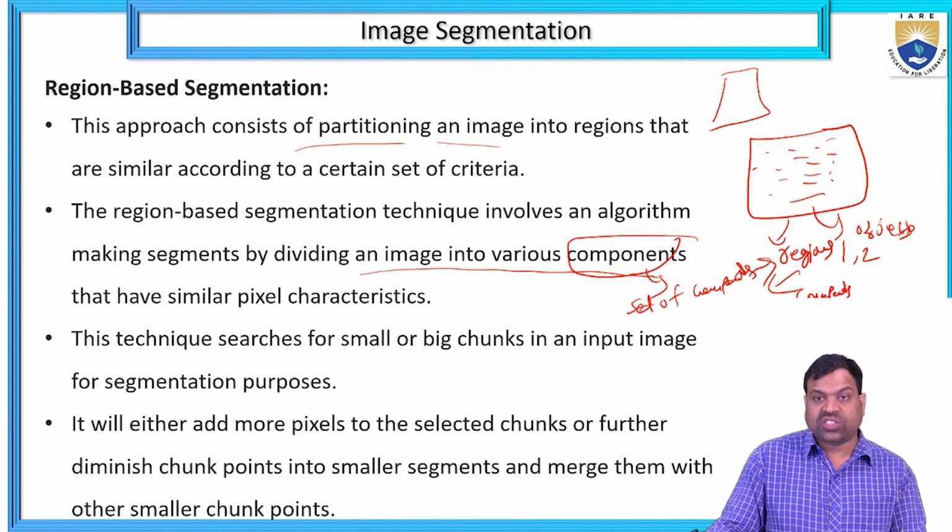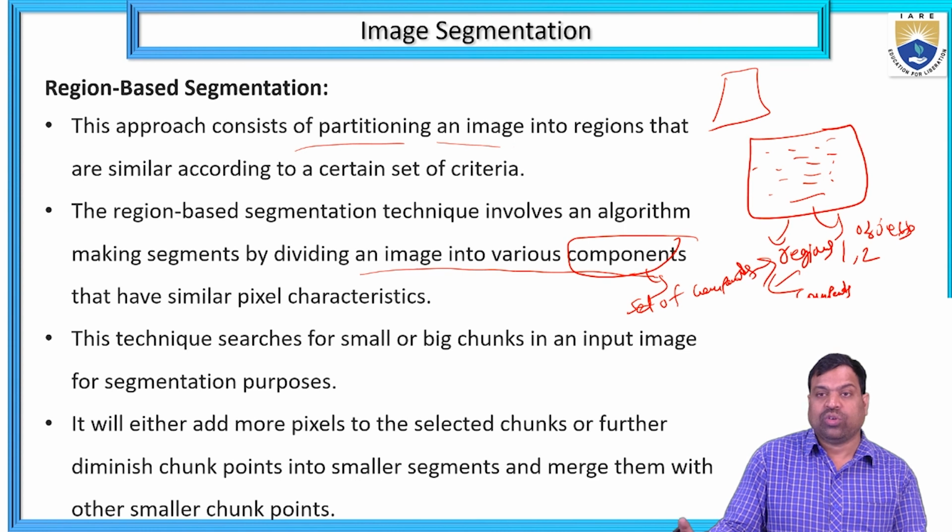And this technique searches for small or big chunks. Whatever they may be, there is no rule. Small or big input images for segmentation purposes, it either adds more pixels to the selected chunks or further diminishes the chunk points into smaller segments and merges them with the other smaller chunk points. Okay, these sets of components are merging as a region, and sets of regions we are merging as segments.